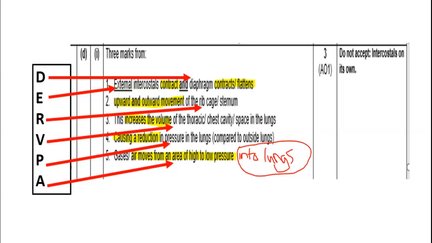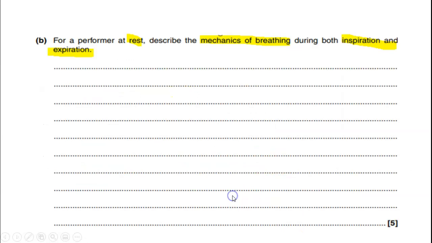What I want you to do now, if that's me modelling a way you could answer a mechanics of breathing question at rest, you're going to have a go now at looking at both parts, inspiration and expiration. Could I ask you to have a go at doing this yourself now? If you feel ready to answer that, pause it and see if you can have a go at doing it, answering both inspiration and expiration, and concentrate on your attention to detail here.